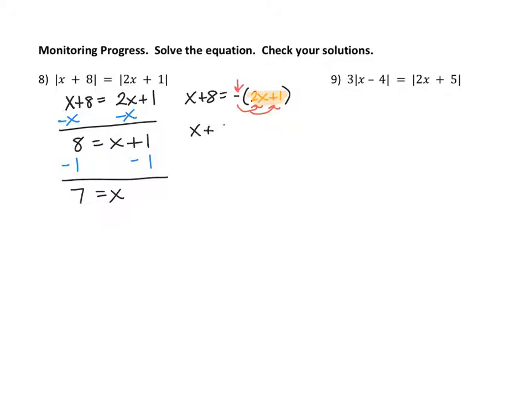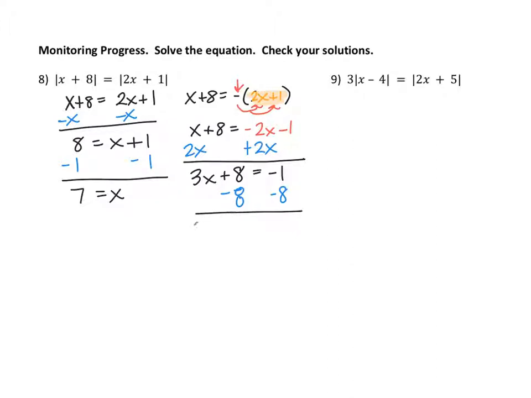On the other equation, you would need to distribute that negative inside those parentheses. So you have x plus 8 is equal to a negative 2x minus 1. And then we need to get all the x's on one side and constants on the other. So I'm going to choose to add the 2x over to the left side. So you get 3x plus 8 is equal to negative 1. Then I'm going to subtract the 8 from each side and get 3x is equal to negative 9. Remember, with these, you want to just add them down.